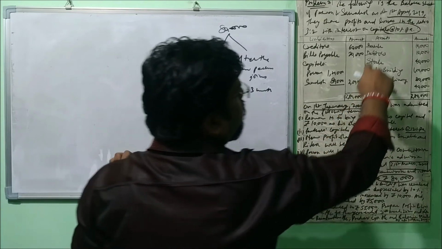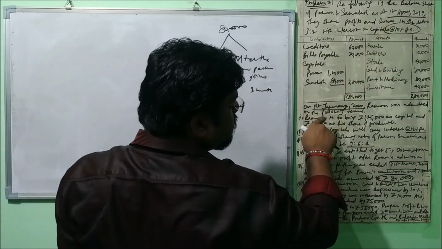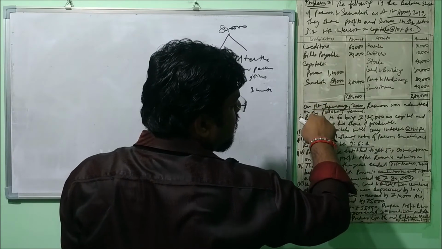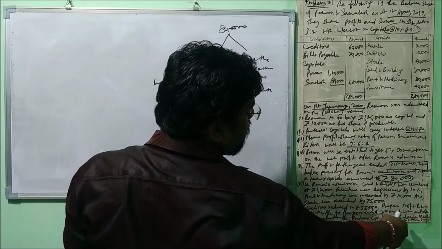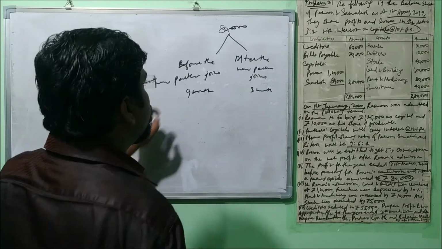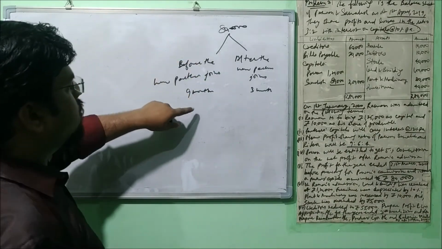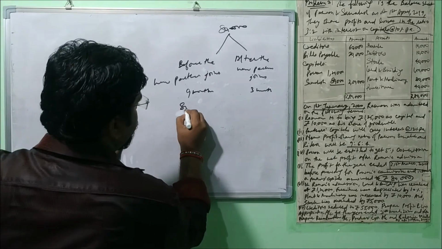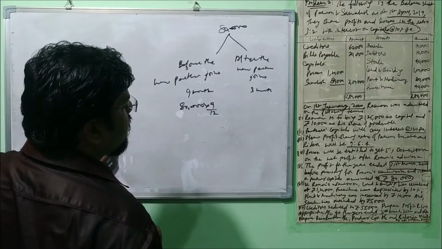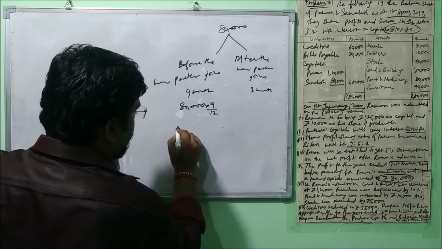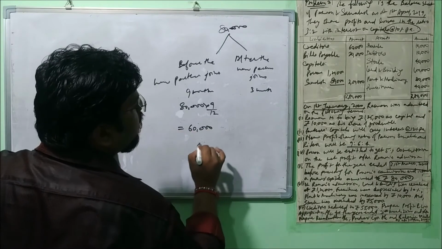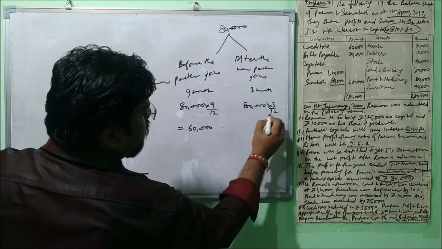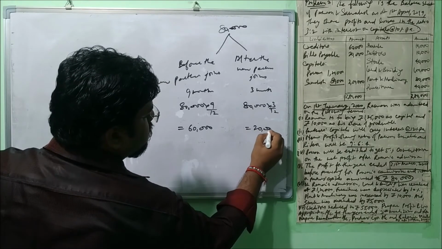We can see that from 1st April to 31st December there are 9 months, and from 1st January to 31st March there are 3 months. So we will divide this profit amount according to this. For 9 months the profit will be 80,000 multiplied by 9 by 12. It comes out 60,000. Similarly, for 3 months, we consider it 20,000.